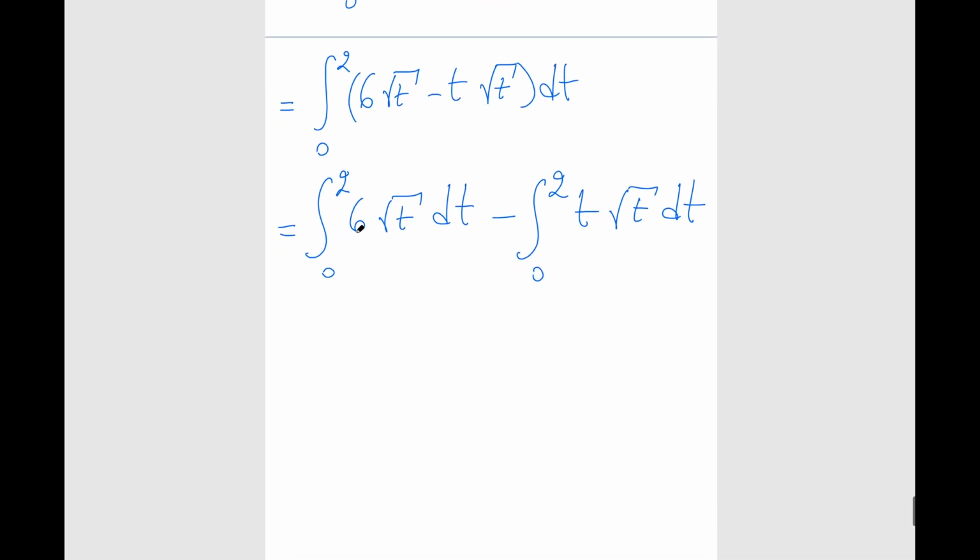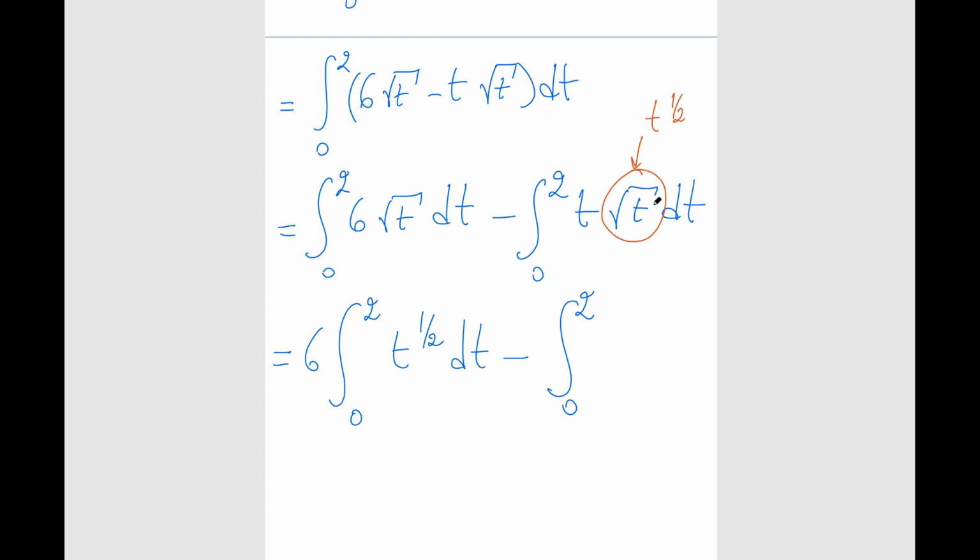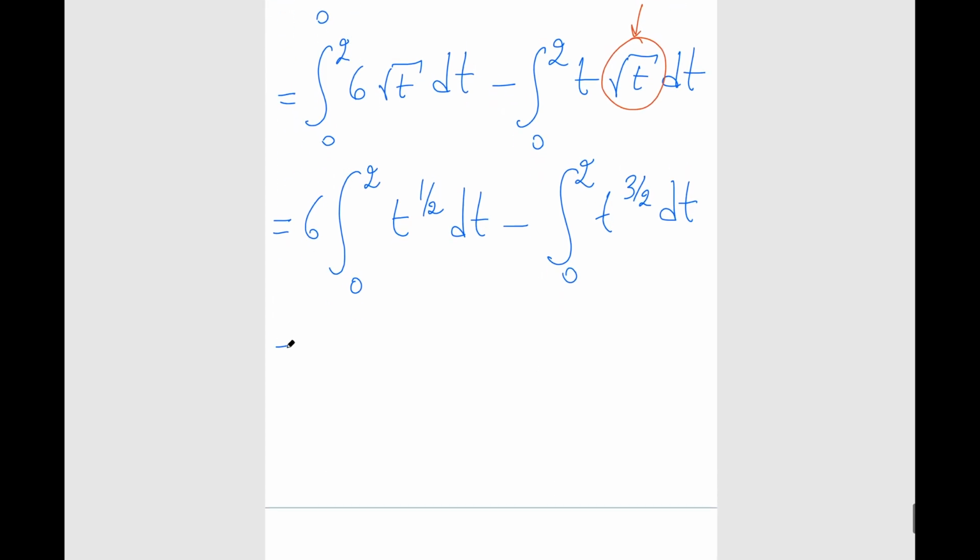6 is a multiplicative constant, so you can push it outside. You get 6 times the integral from 0 to 2 of square root of t, which is t to power half, dt, minus the integral from 0 to 2 of square root of t times t. We just said square root of t is t to power half, times t to power 1, and t to power half times t to power 1 is t to power 3 halves, dt. Very good.